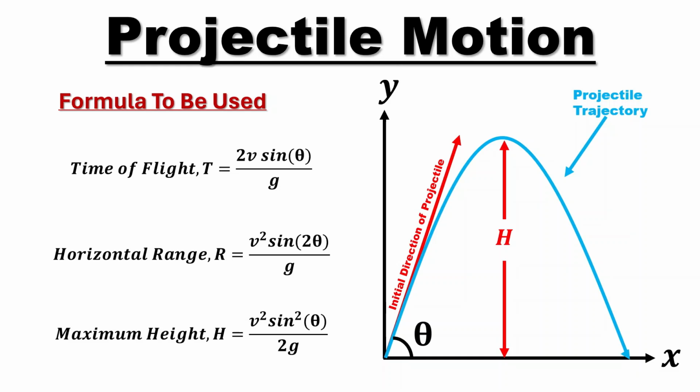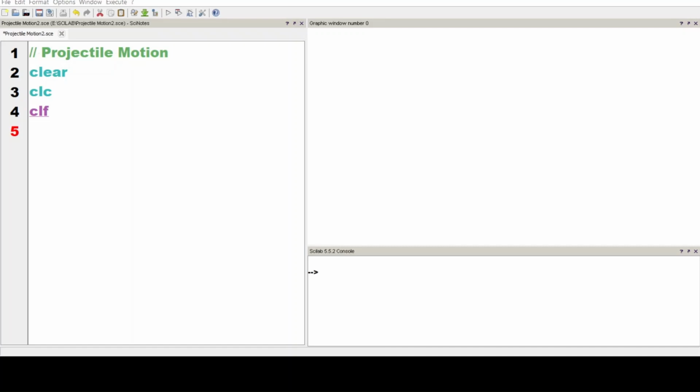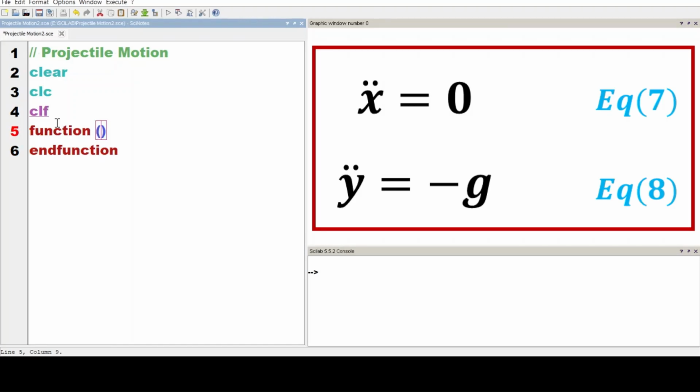So, let's write the program in SCILAB. Let's start programming. We define a function to solve one of the differential equations. Capital X is equal to f1 with arguments t comma x. Capital X 1 is equal to small x 2. Capital X 2 is equal to 0.